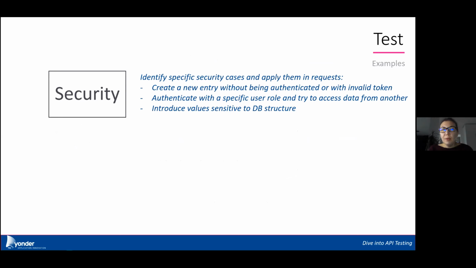Well, another one will be the security part. To create, for example, some cases in which we verify the security of our API. Create a new entry without being authenticated, or using an invalid token in order to create a new entry. Authenticate with a specific user role and try to access data that he doesn't have the rights to access, or introduce some specific sensitive values at the database level. Those are for the security area.